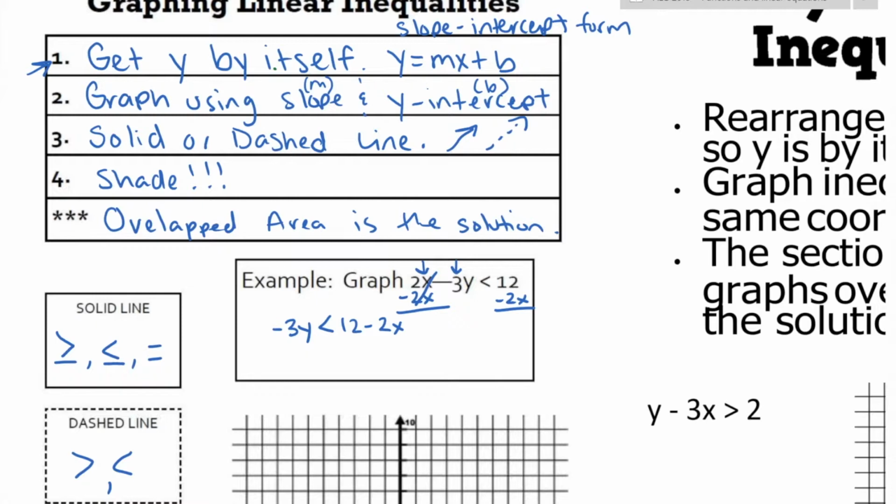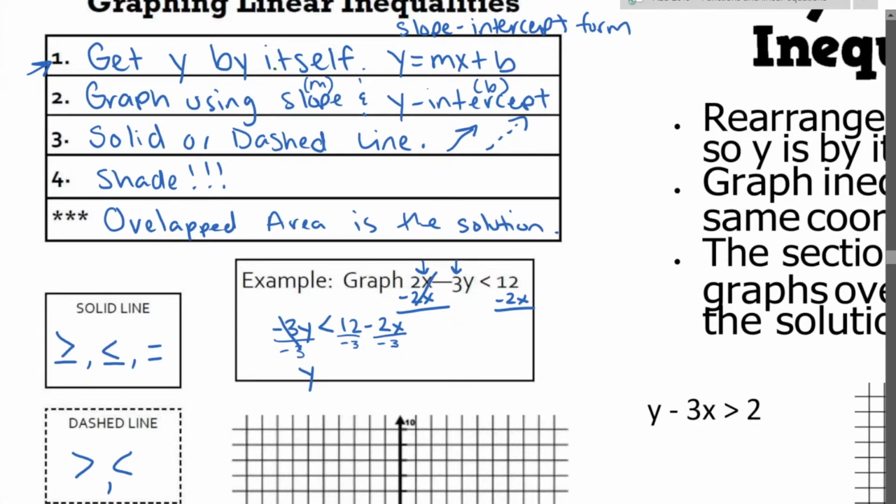Now the last step: how do I get rid of this negative 3? Well, since they're right next to each other, that means they are multiplying. So the inverse is division. So divide everything by negative 3. Okay, these negative 3's will cross out. I put a y here.